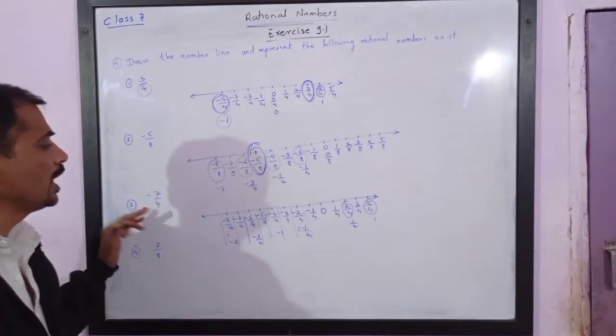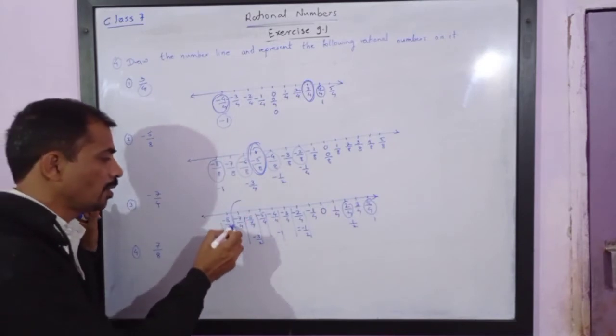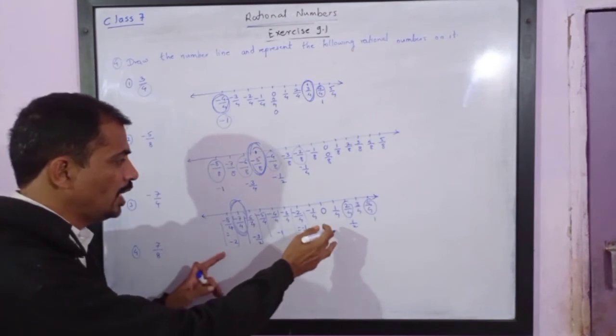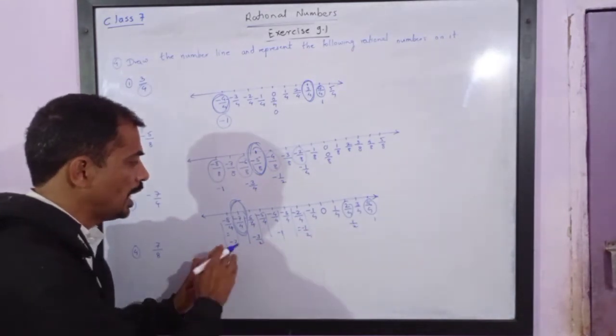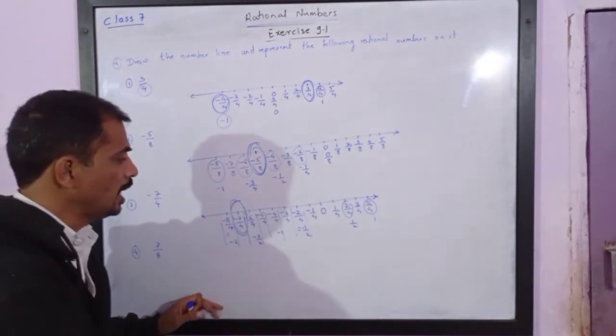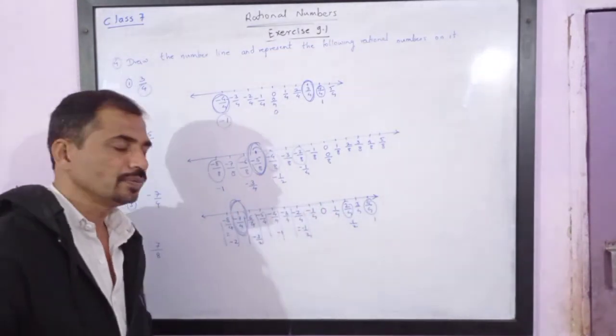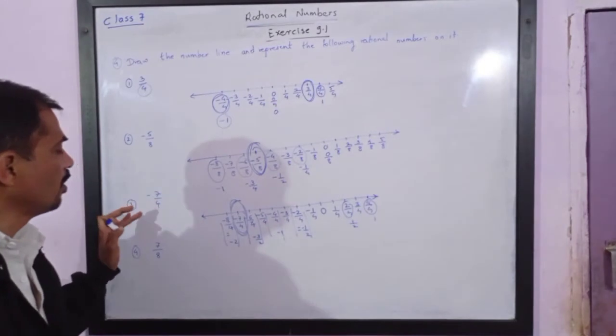We are asked to plot negative 7 upon 4. So negative 7 upon 4 is this point. If you divide 0 and negative 2 into 8 equal parts, then we will get the 7th part to the left side of the 0. This is negative 7 upon 4.